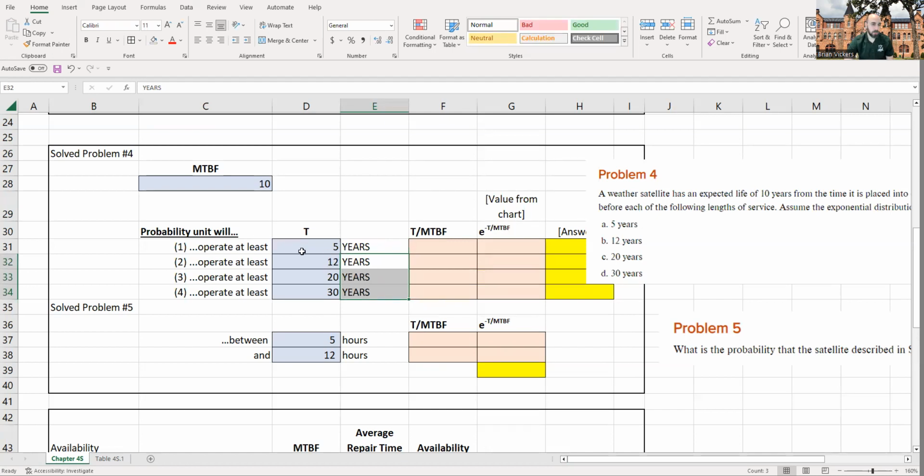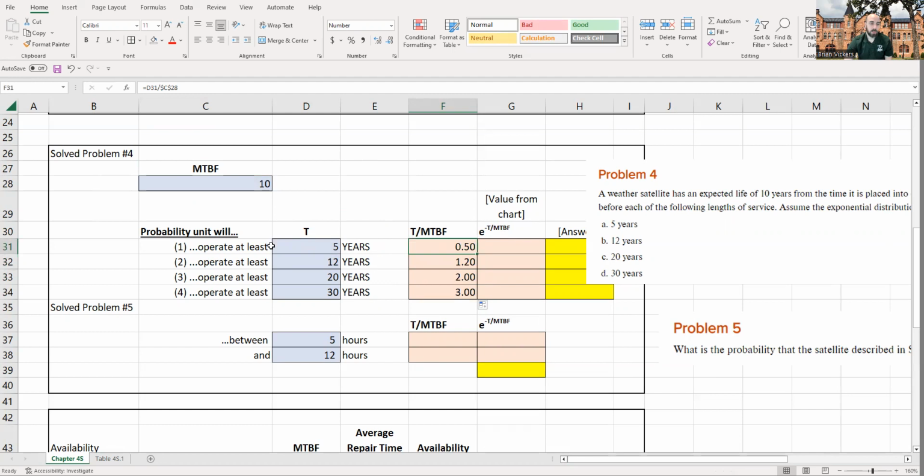So probability will last at least 5 years is going to be equal to the time that we're looking at divided by the mean time between failures. That's going to be equal to this time divided by mean time between failures. I'm going to go ahead and lock that in. And now I can copy this down all the way. So these are the initial values. This is the value we're looking at on our chart.